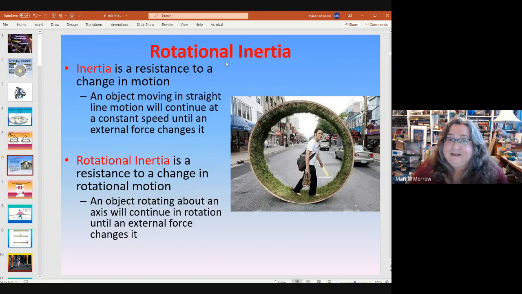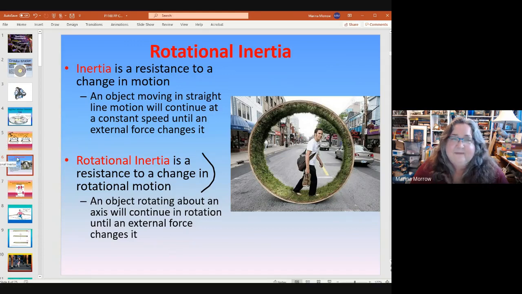Now, as things rotate, they have what is called rotational inertia. Inertia, remember, was a resistance to a change in motion. When things are going in a curve or rotating, there's rotational inertia. Once things start rotating, they want to keep rotating, and they require a force to change that motion. So, a resistance to a change in rotational motion.